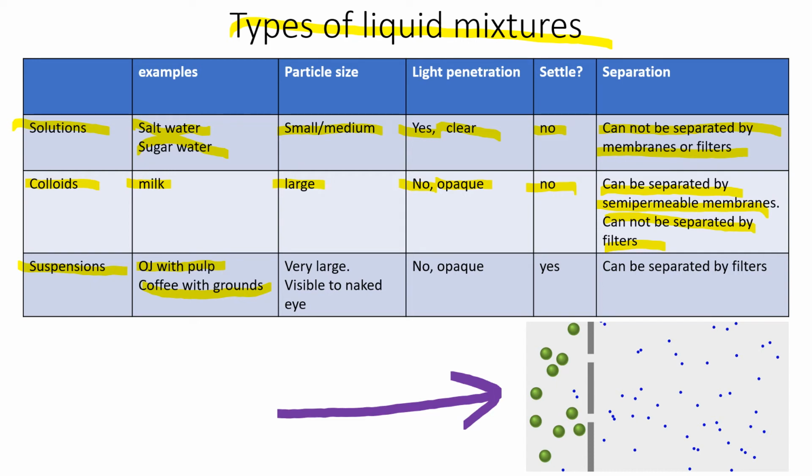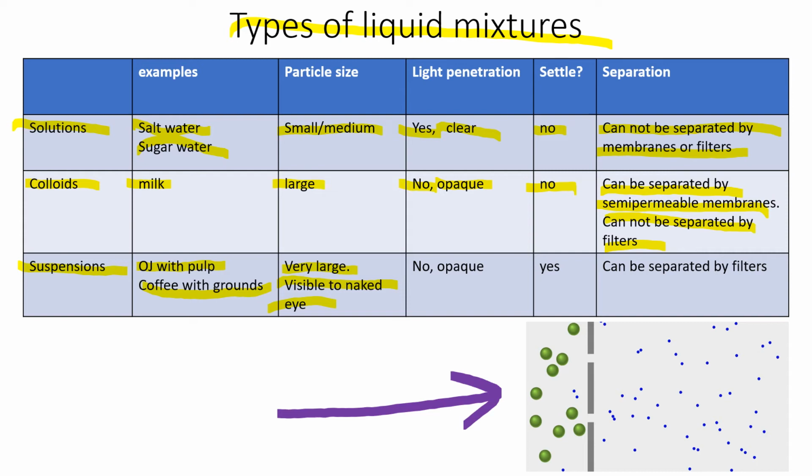So because some of the components in the colloid are large enough, for example those green balls you see in that bottom right-hand picture, they can be trapped and they can be separated by using these semi-permeable membranes. The last type of liquid mixture is a suspension. These have extremely large particle size. So the particle size here is very, very large. They are so large that usually you can see the particles with your naked eye.